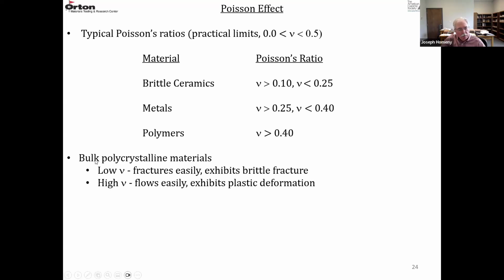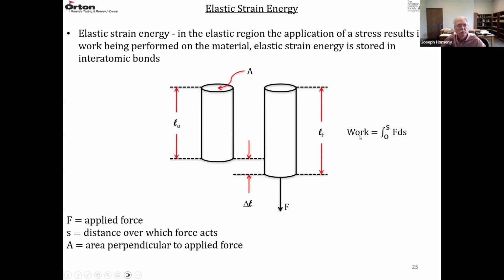So we're dealing with bulk polycrystalline materials. If it has a low Poisson's ratio, 0.1 to maybe 0.2, that's a material that fractures easily and exhibits brittle fracture. If it has a high Poisson's ratio, like a polymer, it tends to flow easily and exhibit plastic deformation. So refractories fall in this group here, and they're quite brittle.